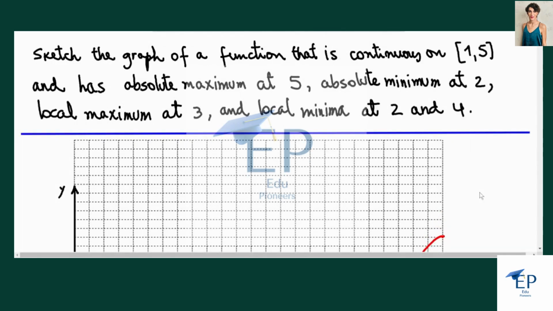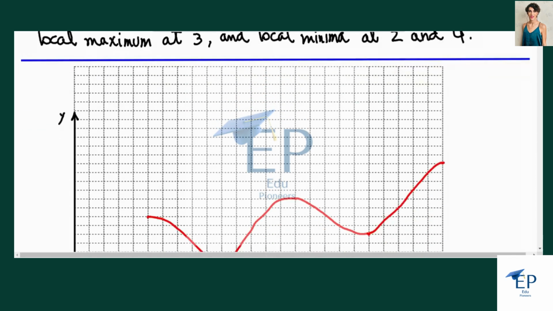We are going to sketch the graph of a function that is continuous on the closed interval [1, 5], and has an absolute maximum at 5, absolute minimum at 2, local maximum at 3, and local minima at 2 and 4. And we have done that here.